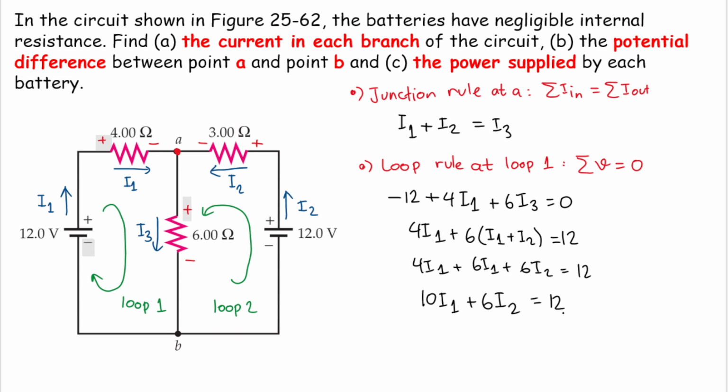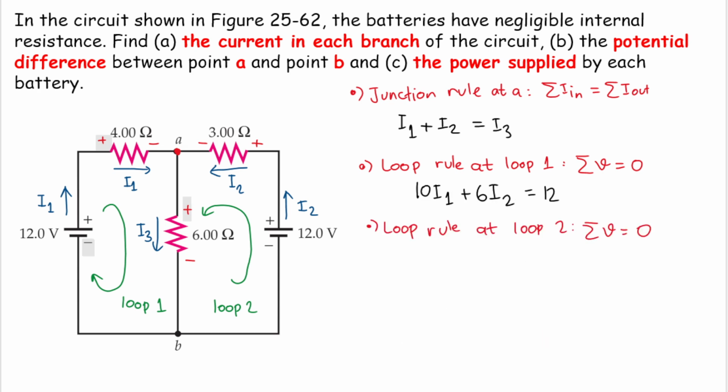Let's do another loop rule, but this time at loop 2. Loop rule at loop 2. Again, the loop rule says that the sum of the voltages in a loop will equal 0. But I ran out of space, so let's clean this up first. Okay, now let's play the same game, but this time at loop 2.